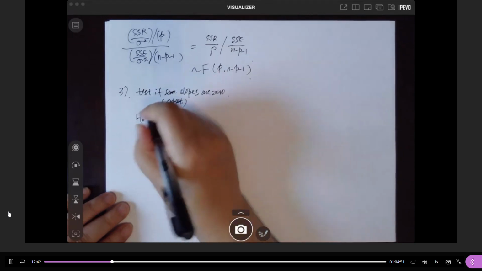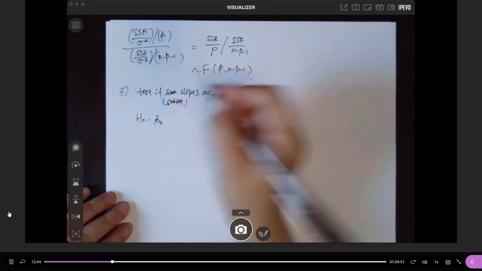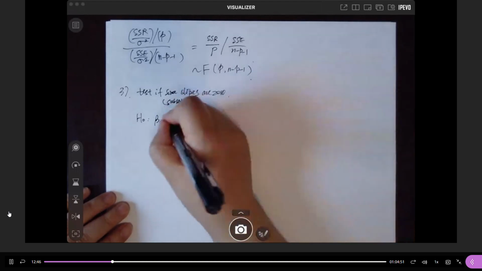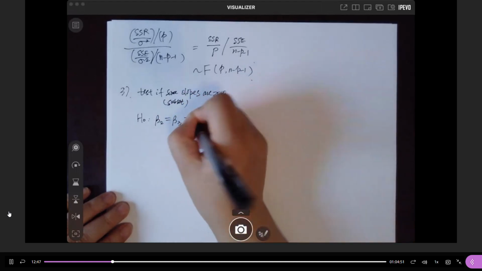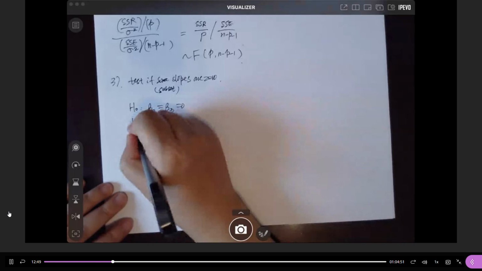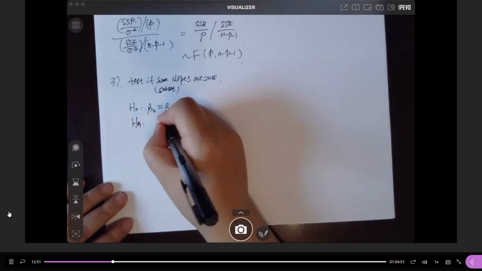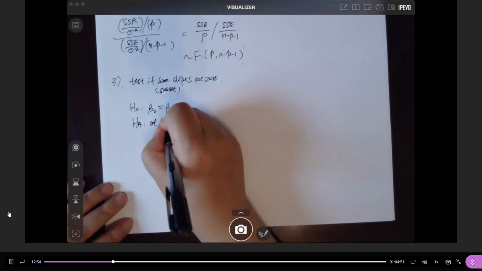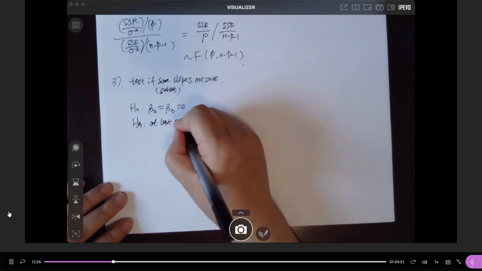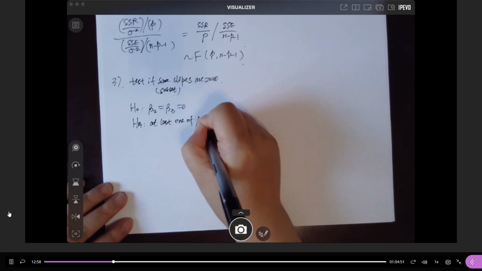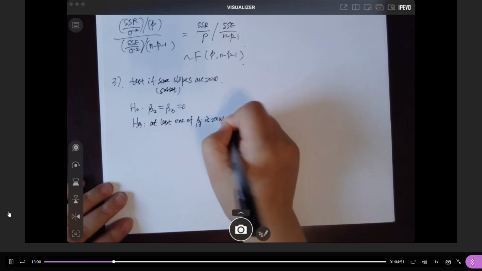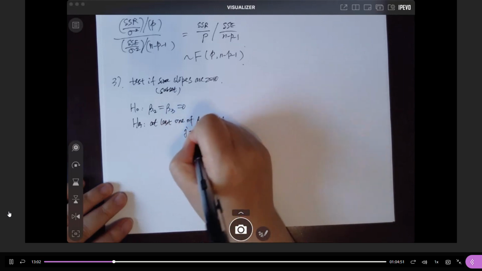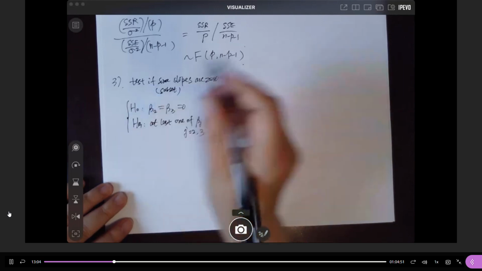So let's say your null says, still coming from the same pool model, you assume that beta 2, beta 3 equal to 0. The alternative is at least one of the beta j is not 0, when j equals 2 or 3.